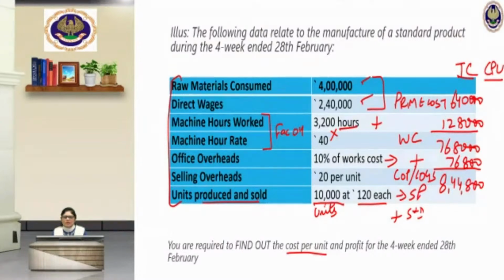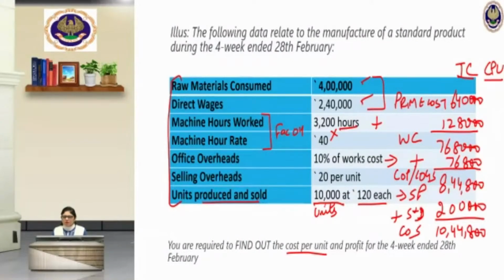So 20 per unit into 10,000, selling and distribution overheads are 2 lakh. We get the cost of sales. Cost of sales are 10,44,800. Yes, COGS, great. Cost of sales are 10,44,800.